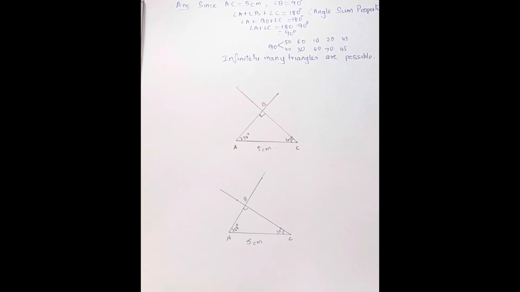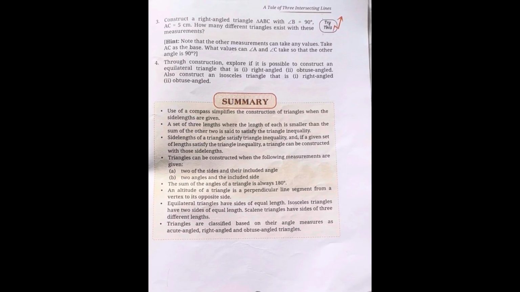And now we'll do question number 4. Question number 4. Through construction, explore if it is possible to construct an equilateral triangle that is a right angle triangle, an obtuse angle triangle. Okay. Also construct an isosceles triangle that is a right angle triangle and obtuse angle triangle. Right. So we have to explore this. So let us try out.